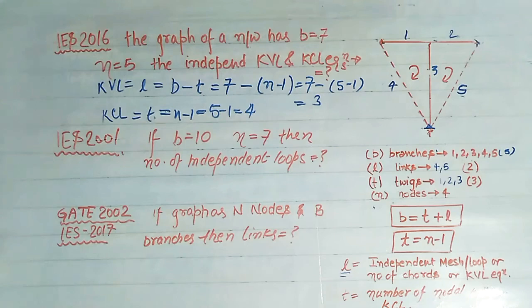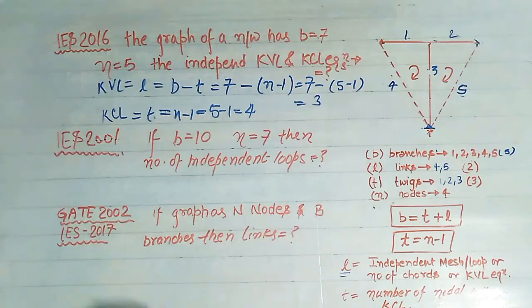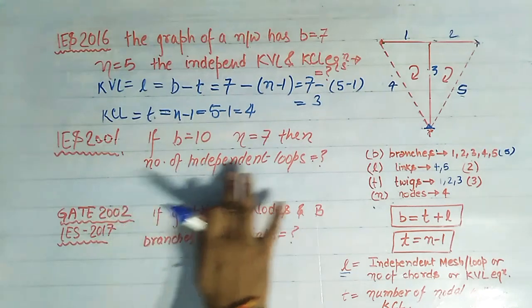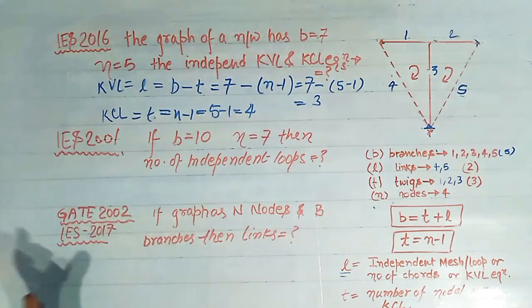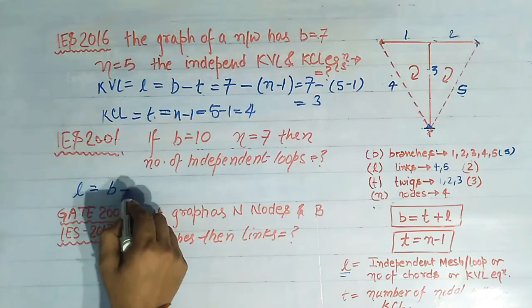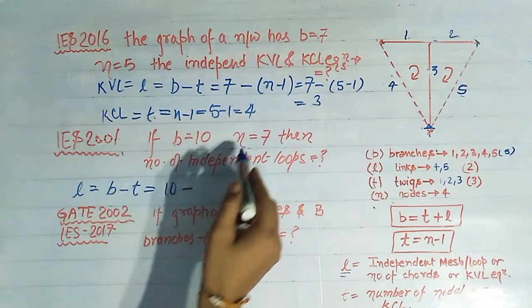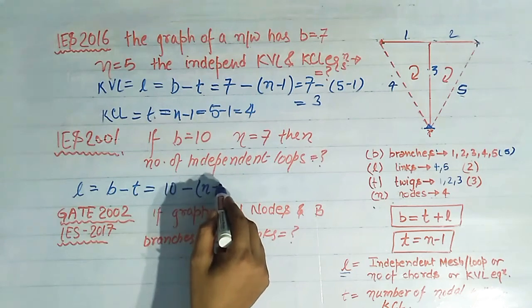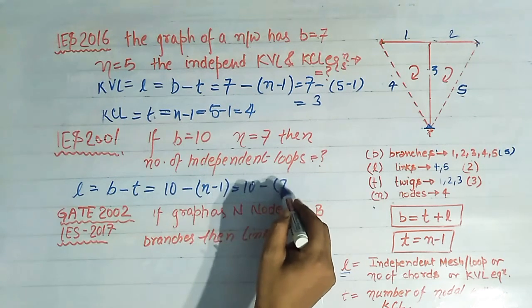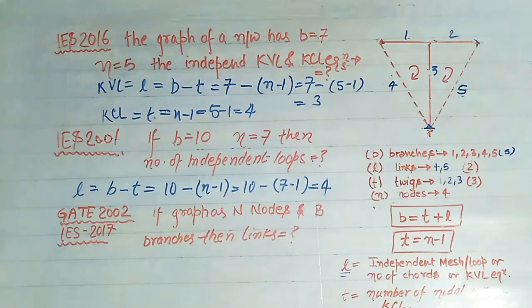Now take the question that has been asked in ES 2001. If the total number of branches in a graph is 10 and the number of nodes is 7, then we have to find the number of independent loops. Number of independent loops means we have to find the number of links, and we know that the number of links L is equal to the branches minus the number of twigs. So we get the number of branches is 10 and twigs are n minus 1. So 10 minus 7 minus 1, that is equal to 4. So here is the answer.